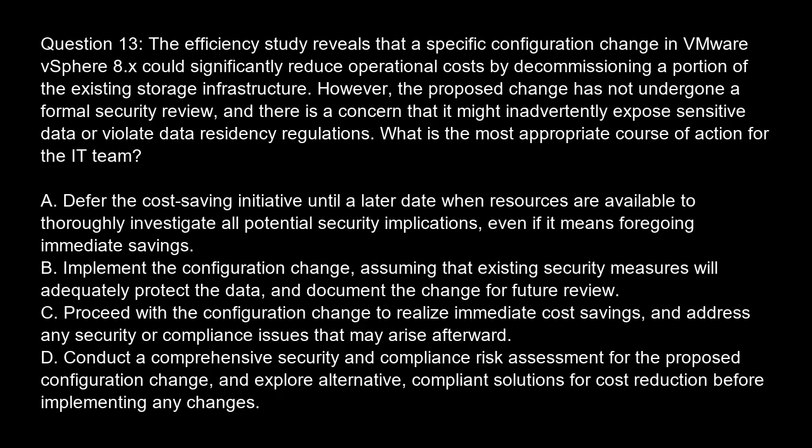Option A. Defer the cost-saving initiative until a later date when resources are available to thoroughly investigate all potential security implications, even if it means foregoing immediate savings. Option B. Implement the configuration change, assuming that existing security measures will adequately protect the data, and document the change for future review. Option C. Proceed with the configuration change to realize immediate cost savings and address any security or compliance issues that may arise afterward. Option D. Conduct a comprehensive security and compliance risk assessment for the proposed configuration change and explore alternative, compliant solutions for cost reduction before implementing any changes.